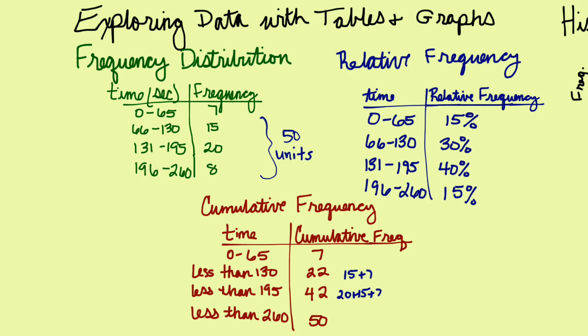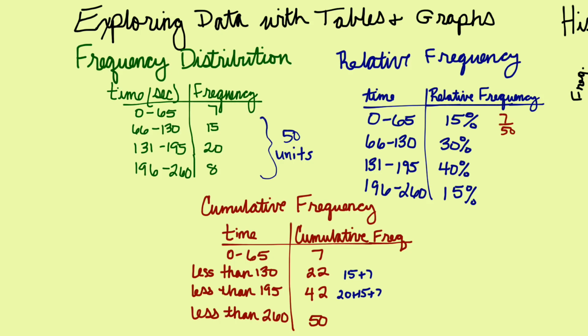And if we're looking at our relative distribution, 0 to 65 seconds, we have 15%. That means 7 out of the 50 people fall into that range. And that's how they get the percents. They take the number that satisfies that interval. So we had 7 people in the 0 to 65 range, and there's a total of 50, which gives us 15%. And that's what they did for each one. And for all frequency distributions, the percents should add up to 100, representing 100% of the data.